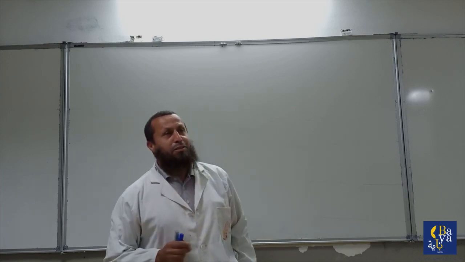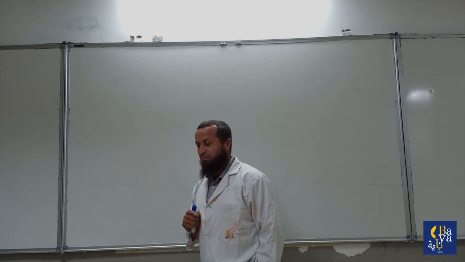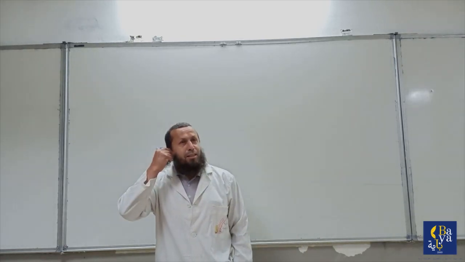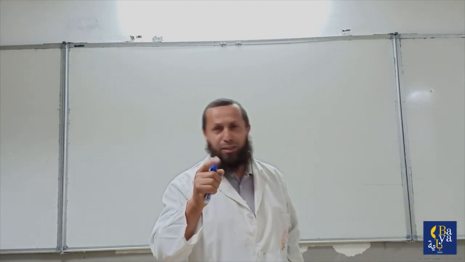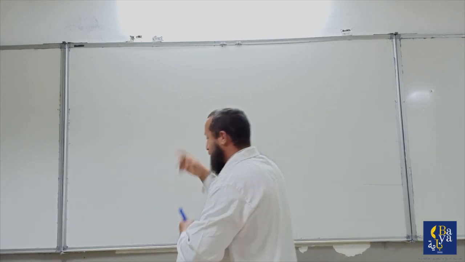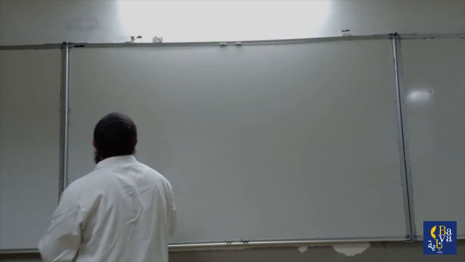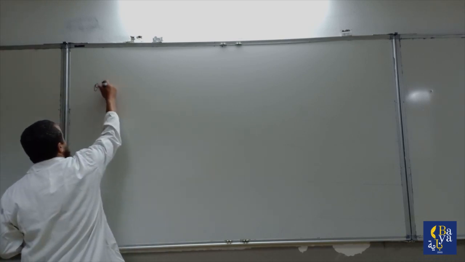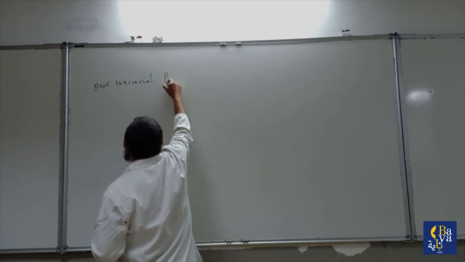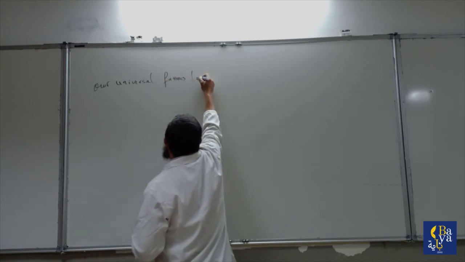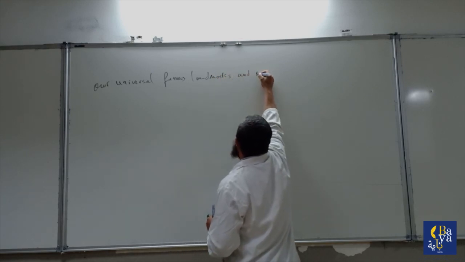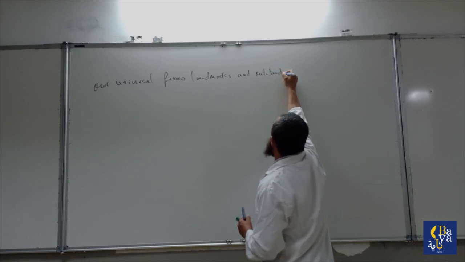We try to start from the very beginning, the first sequence. By the way, do you still remember the title of the sequence? Maybe not. So the first sequence is: Our Universal Famous Landmarks and Outstanding Figures.